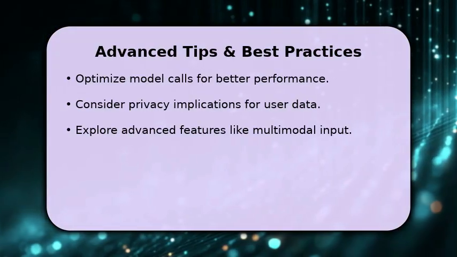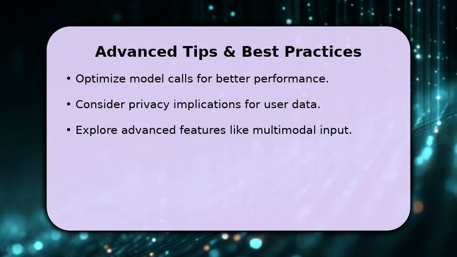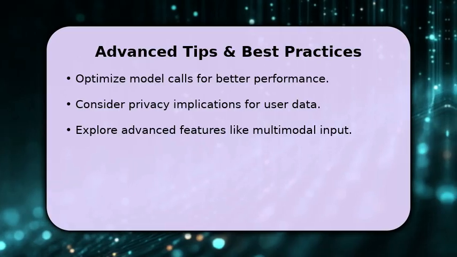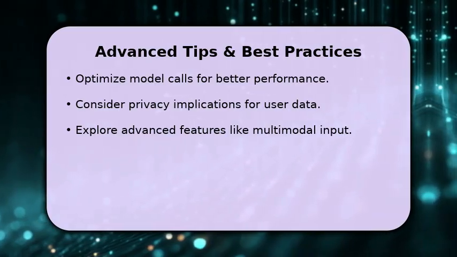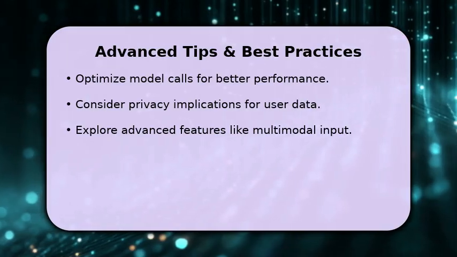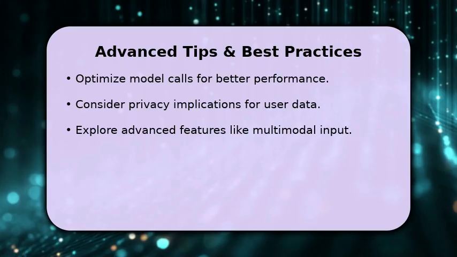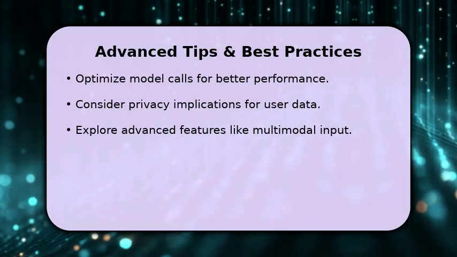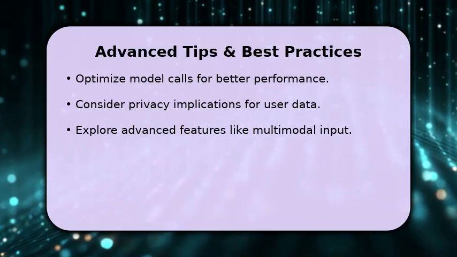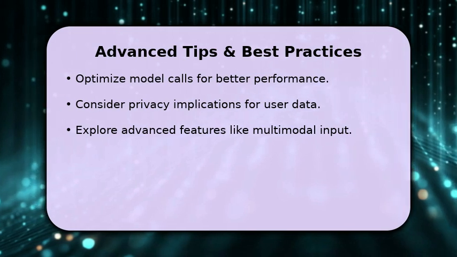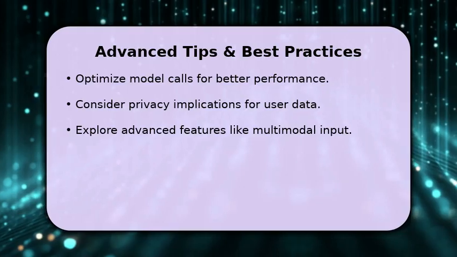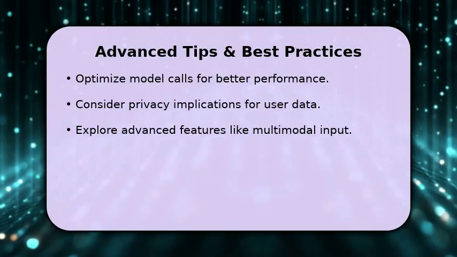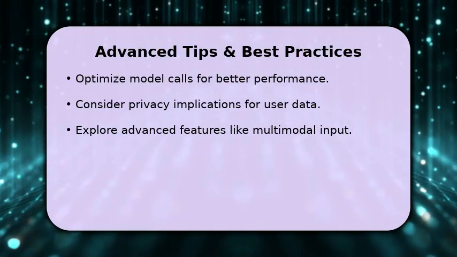For more advanced usage, consider optimizing your model calls to improve performance and reduce latency. This might involve batching requests or pre-processing input data. Always prioritize user privacy, ensuring that sensitive information is handled securely and ethically. Gemini Nano also supports advanced features, such as multimodal input, allowing you to process images and text together. Experiment with these capabilities to unlock the full potential of on-device AI in your applications, providing a richer user experience.